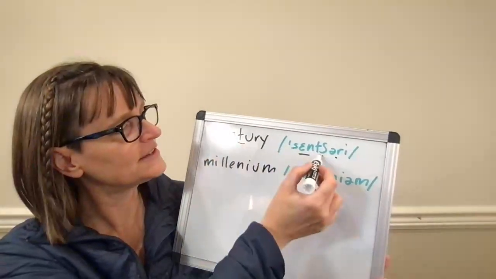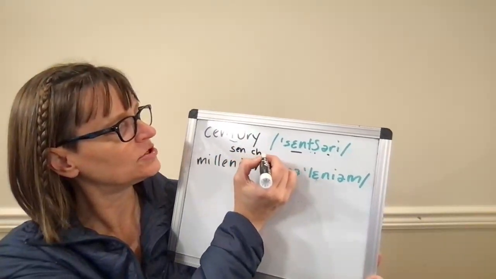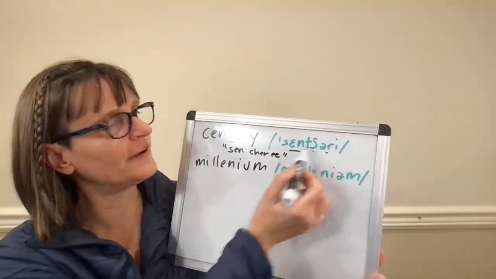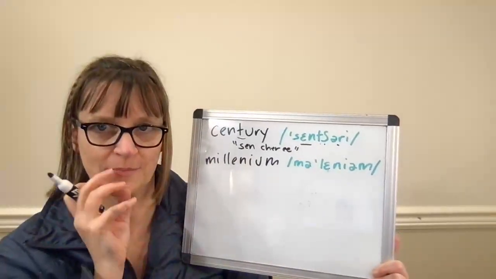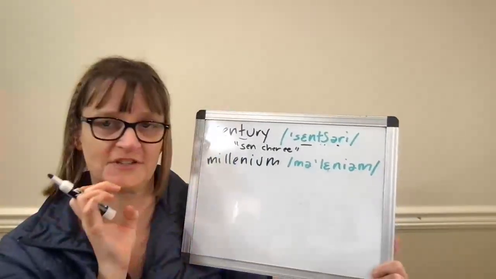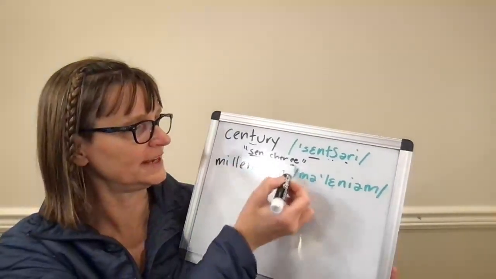Letter T says the ch sound, so you might write it like century. That we have that forced, that plosive ch sound. And then the UR just says the regular R, and we end with the tense E, century.